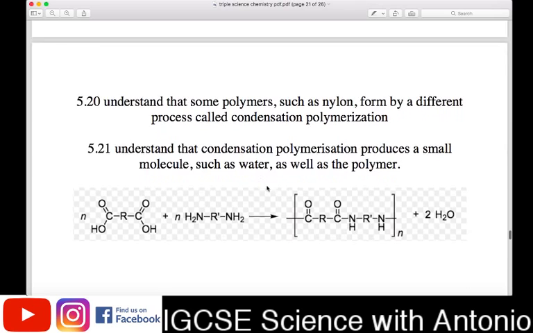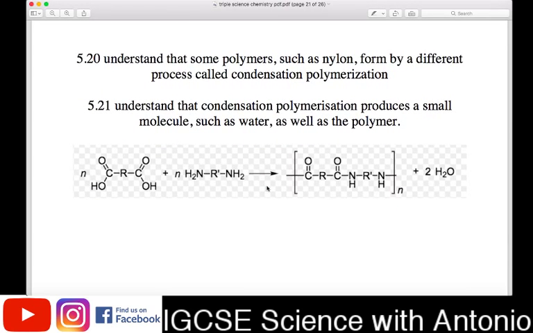Okay, moving on. So, you have to understand that some polymers, such as nylon, would be formed by a different process, and we call that condensation polymerization. Now, in condensation reactions, it will form a covalent bond, but would give off a small molecule. And in most cases, or the examples you need for IGCSEs, this is water.